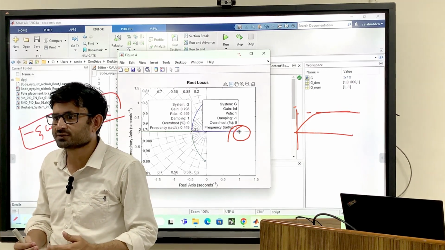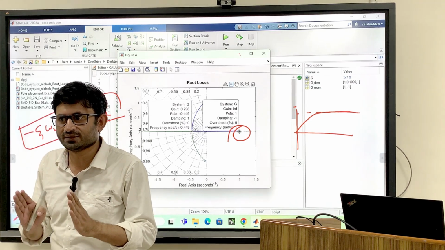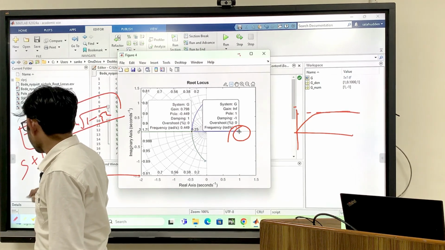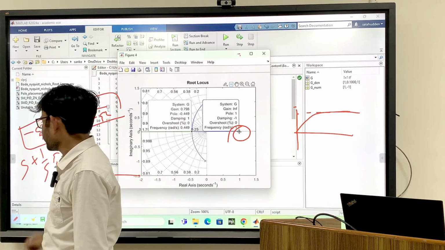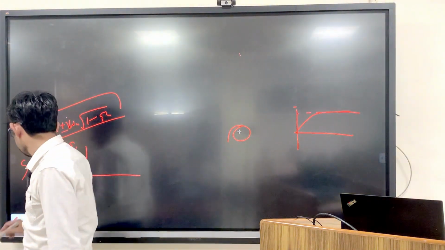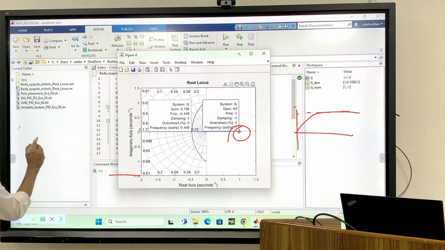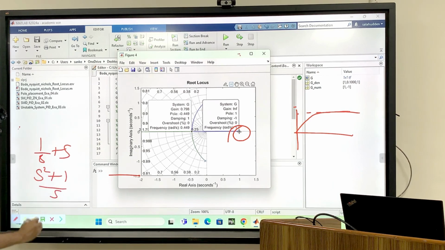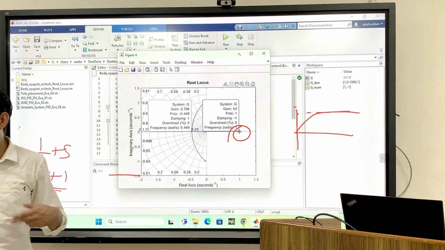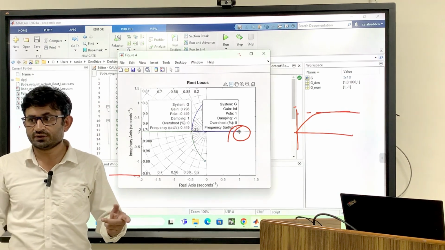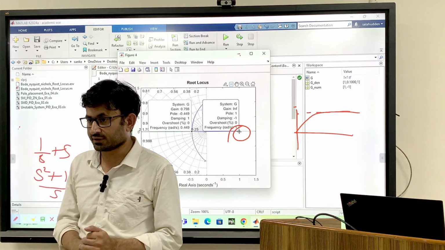And what does the PID do? Have you ever thought what the PID does? What is derivative? S. What is integral? 1 by S, okay. So if you solve this, what you are doing, see, 1 by S plus S, if you solve, S square plus 1 divided by S. So what you are doing? You are actually adding the 2 zeros and 1 pole at origin. So by doing this, actually you are able to control the system.